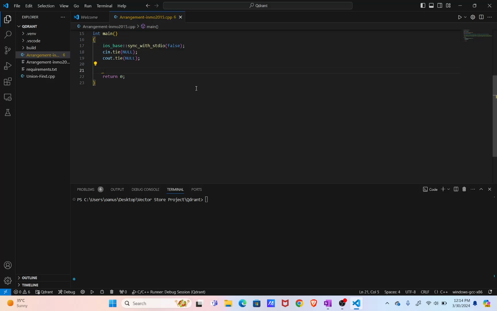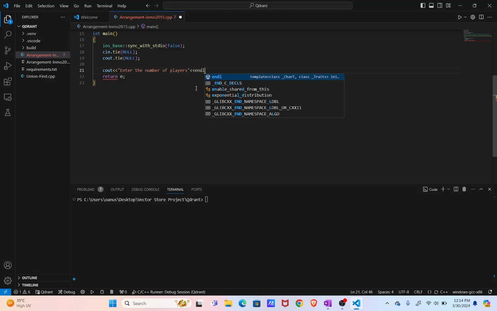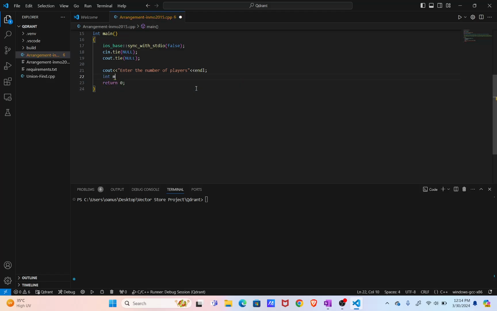Okay. So let's have a print statement like "enter the number of players". So this is some input that we'll take from the user. And let's declare some M, cin M. So this is the number of players. Then let's take another input. Let's call that "enter the number of passes". Okay. So we have the number of players, we have the number of passes.